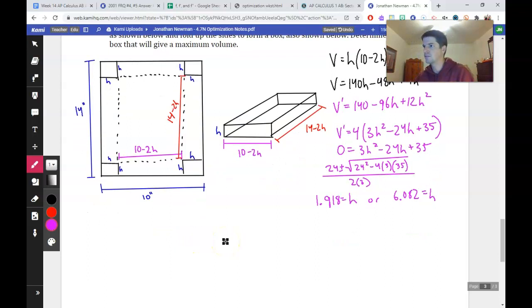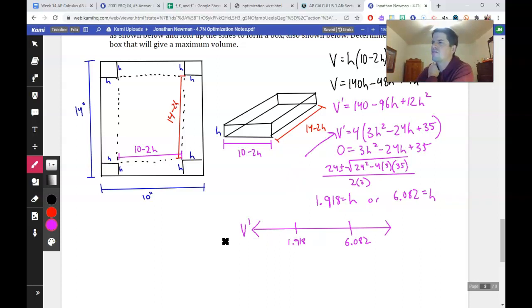Now it really helps us if you've been sticking along and doing the number line each time. The number line will help us here. I'll show you some other things it'll show. But yeah, so we have 1.918 and 6.082. Let's check for positive or negative. Remember, this is v prime that we are graphing here. So whether it's positive or negative. If I plug in a really big number, that h squared is going to be way bigger than anything else, like plug in a million. A million squared is way bigger than a million. So if I plug in a really big number, it's going to be positive.